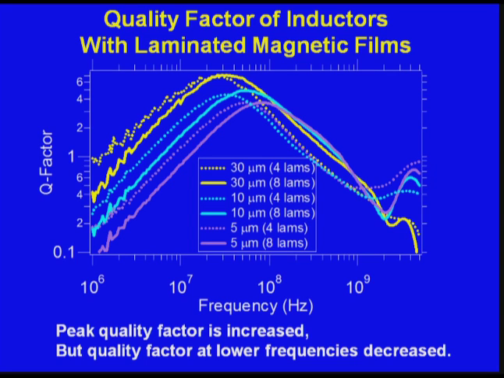We have the quality factor as a function of frequency for different width stripe inductors with different numbers of laminations. And what you see is that as you increase the number of laminations, in this case from 4 to 8, you do get an increase in the quality factor at a slightly higher frequency, but that's not anywhere near what the analytical model is predicting.